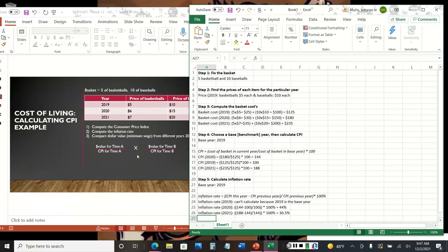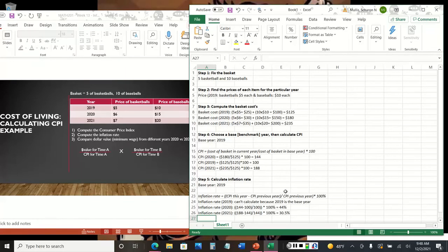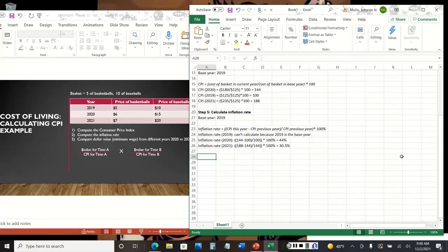The way that we do that is we use this equation right here, where you take the dollar value from time A, which would be 2020. You divide that by the CPI of time A, which would be the CPI for 2020. You multiply all of that times the dollar value for time B, which is what we're trying to figure out, so that becomes the X value. And you divide that by the CPI for time B. So we're going to put that in Microsoft Excel.